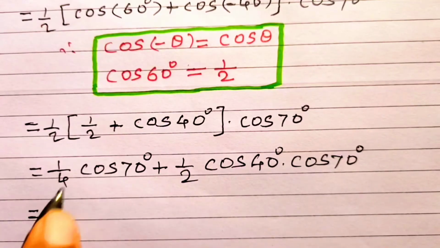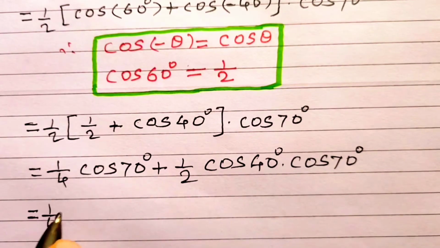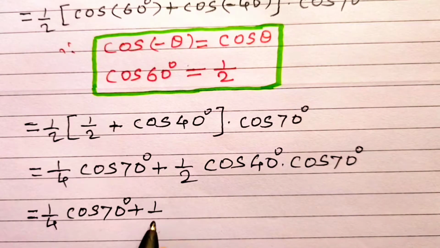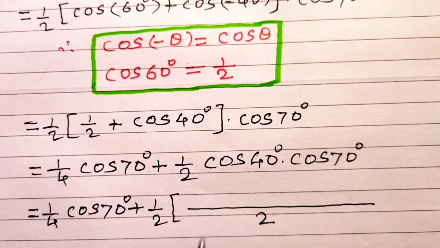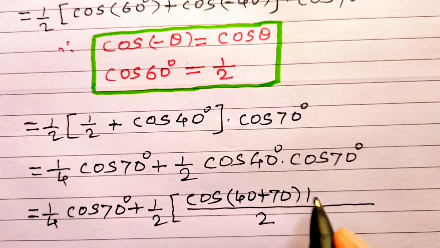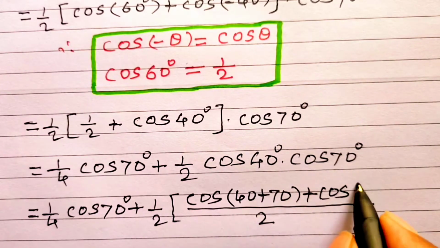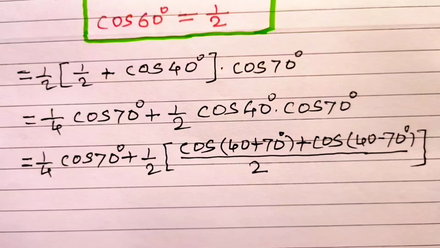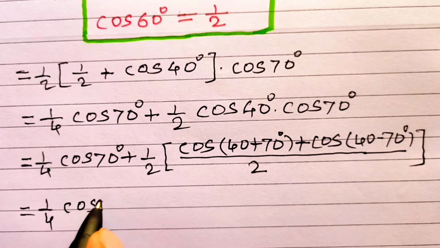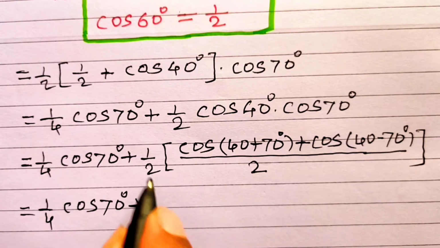Hence we can write 1 upon 4 times cos of 70 degree, keep this as it is, plus this 1 upon 2 also we can keep it as it is, divided by 2. Cos of A plus B means cos of (40 degree plus 70 degree) plus cos of (40 degree minus 70 degree). Bracket close. Hence we can write 1 upon 4 cos of 70 degree plus this 1 upon 2 and this 2.